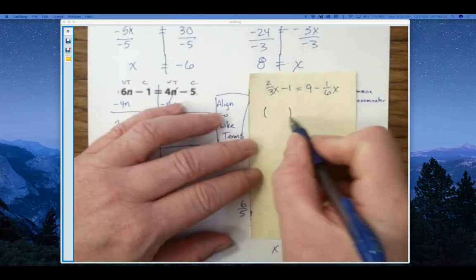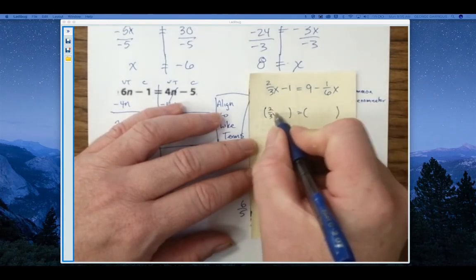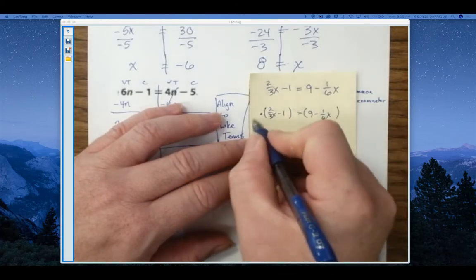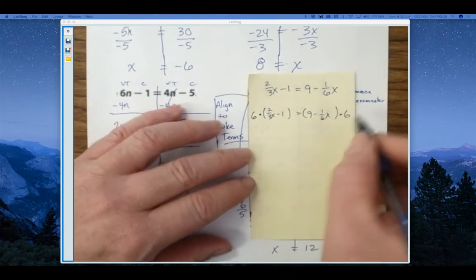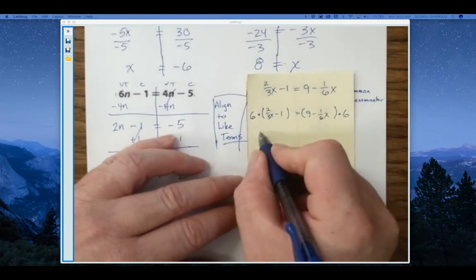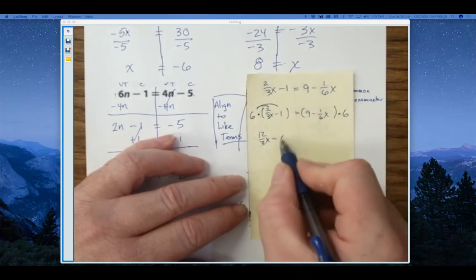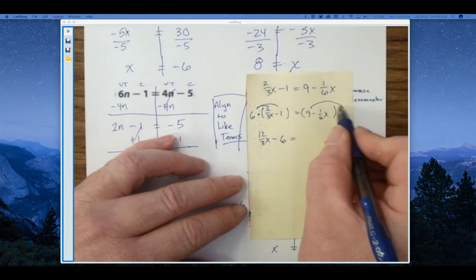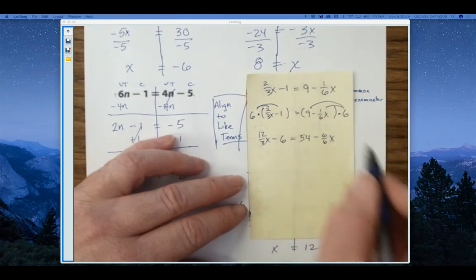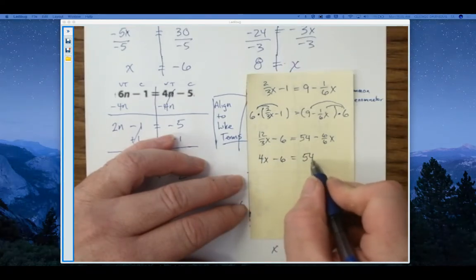You could put brackets, or parentheses, on both sides. 2/3 x minus 1, 9 minus 1/6 x. We could have multiplied both sides by 6, and the denominators will cancel out. So I get 12/3 x, because I have to fully distribute, minus 6 equals 54 minus 6/6 x. Now I simplify, that's 4x minus 6 equals 54 minus x.